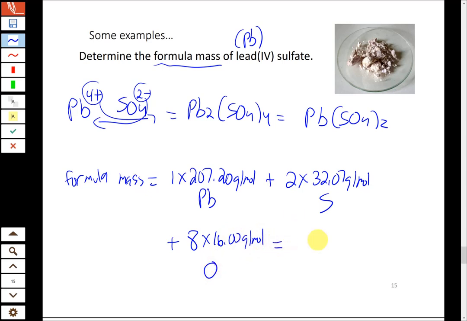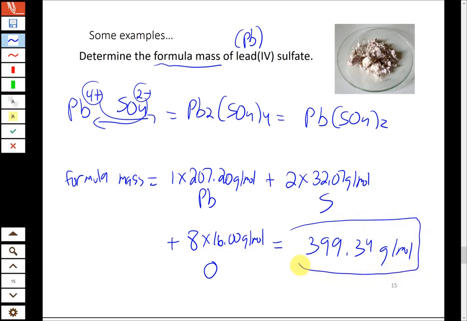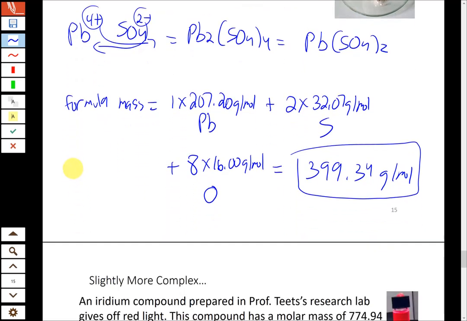So that number comes out to, if I did the math right, 399.34 grams per mole. So that would be the formula mass for lead sulfate. Again, it's the same as the last one, just add up the atomic masses of everything in the formula, but the difference here is we have to get the formula first and make sure we're reading that correctly, that we have 2 sulfurs, 8 oxygens when we have 2 whole sulfates in the formula. Okay, any questions on that? All right, so that's how we calculate molar mass.